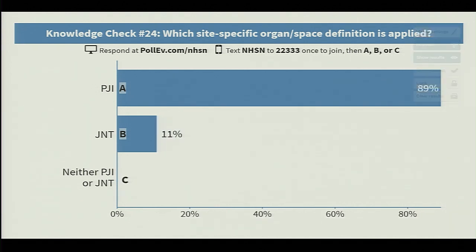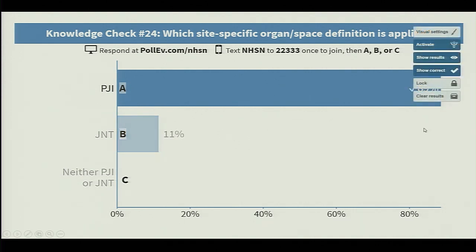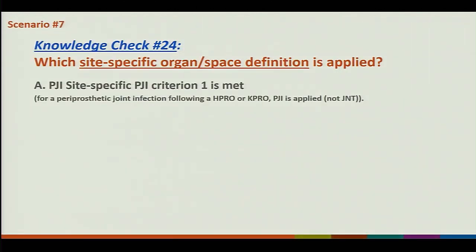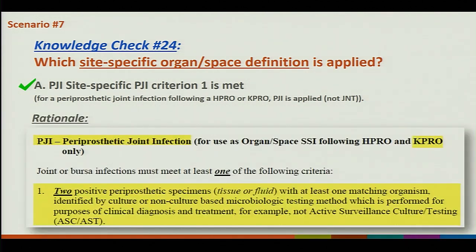All right, I'm going to close out the poll. The correct answer would be PJI. So your answer is A, PJI. PJI is only applied following an HPRO or KPRO. You wouldn't apply joint in this situation. So PJI criterion 1 would be the definition that is met.